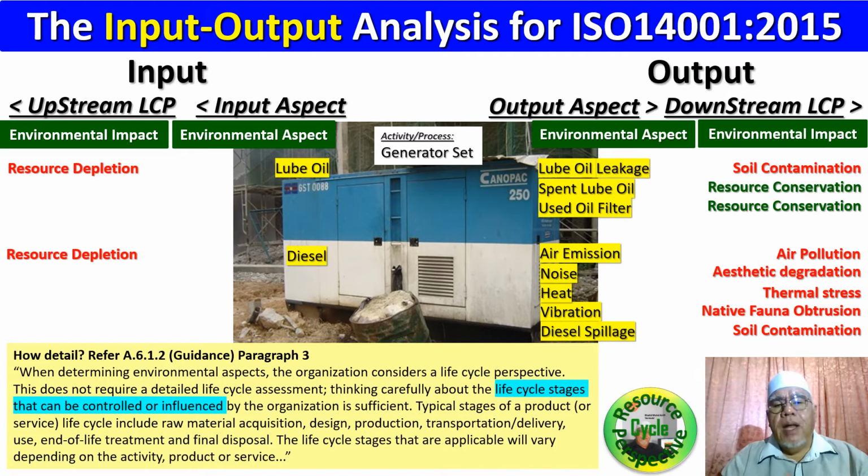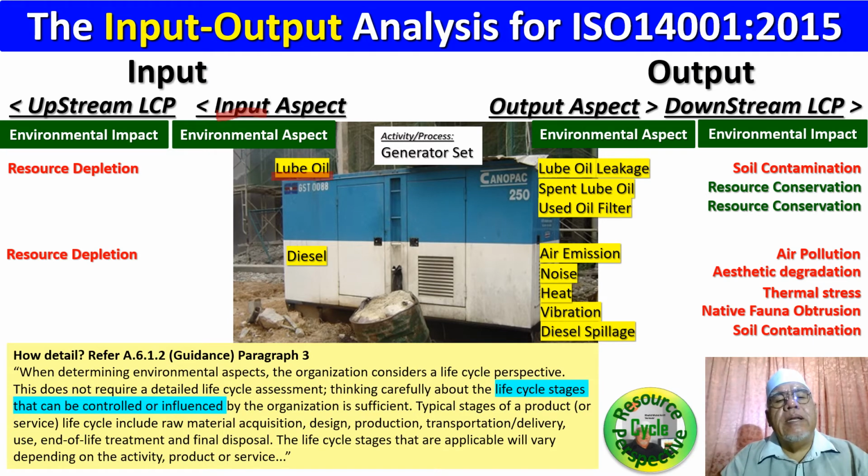Okay, so now let's take a look. There are a numerous number of environmental aspects for this process actually, but I just pick a few main ones for us to discuss here. The first environmental aspect that we want to discuss is the fact that this particular genset is using lube oil for lubrication of its diesel engines. Now lube oil enters this particular genset as input.